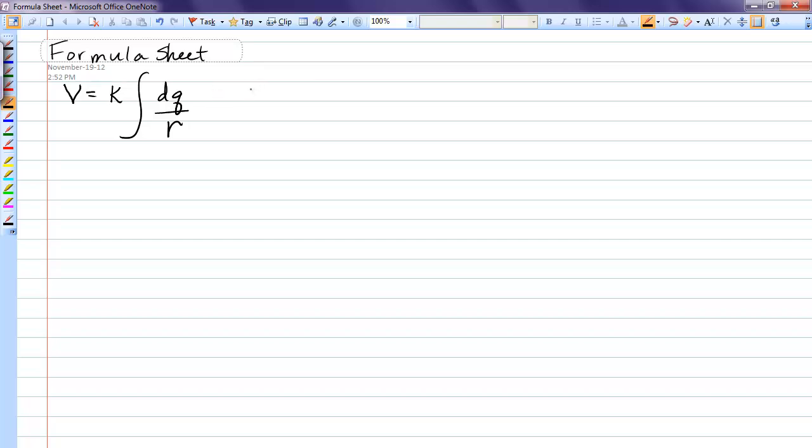The next formula is for the potential energy of a system of charges. So the formula sheet gives you the potential energy for any two charges, Q1 and Q2, separated by a distance r12. So if you have multiple charges in some system, you would sum over all possible pairs. And I've showed you a video of that in the videos for this midterm.